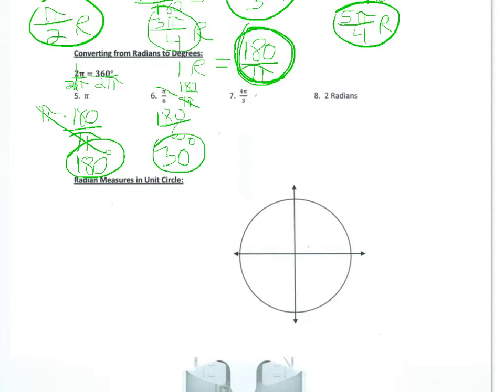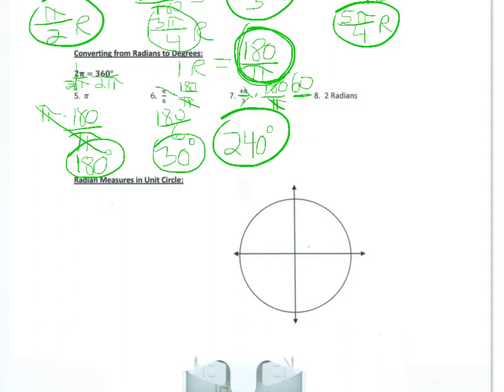For number 7, do the same thing. I multiply by 180 over pi. Pi's cancel. Let's see here. 3 would go into 180 sixty times. And then 60 times this 4 will give me 240 degrees.